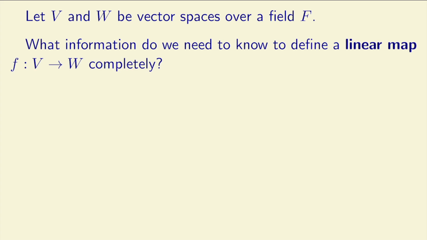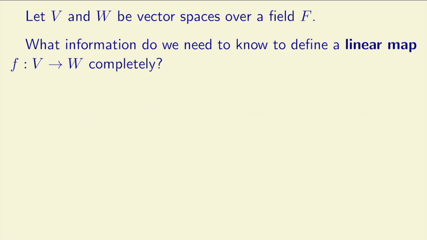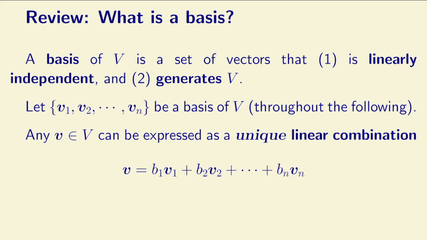Exactly. But think about that for a second. If V is something like R3, there are infinitely many vectors. We can't list them all. There has to be a more efficient way. Oh, I see the problem. So we need some kind of shortcut? Right, and the notes are hinting at a solution by bringing up something we've already learned. Look at the next page.